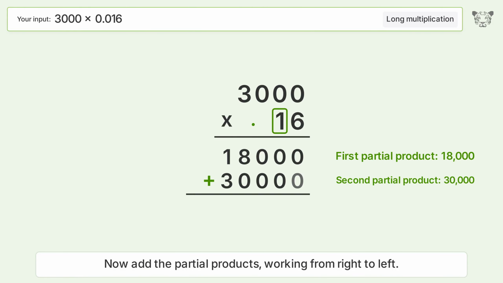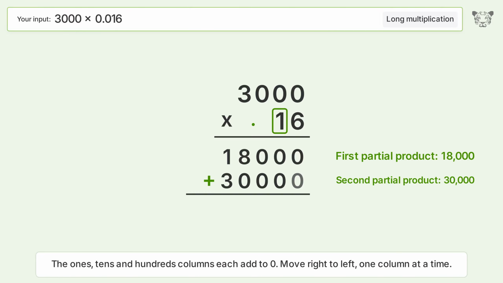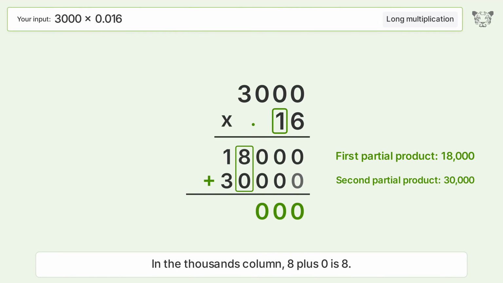Now add the partial products, working from right to left. The ones, tens, and hundreds columns each add to 0. Move right to left, one column at a time. In the thousands column, 8 plus 0 is 8. In the 10,000s column, 1 plus 3 is 4. The product of the whole numbers is 48,000.